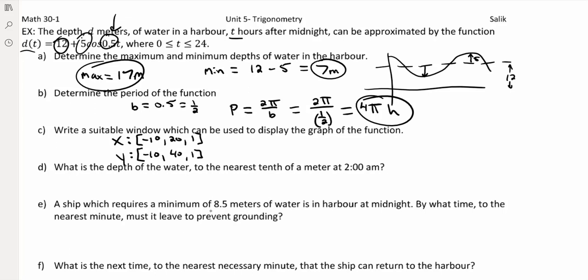So this would be what is d of 2, of 5 times cos 0.5. And then, even though it doesn't have brackets, this part is all in brackets, right? 0.5 times, like square brackets, times 2, and then plus 12. All right, so that would be equal to 14.7. And then, what was that in meters?